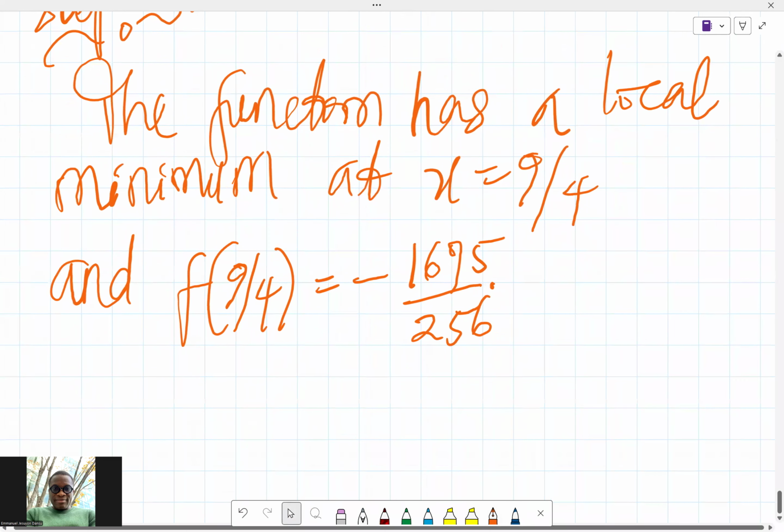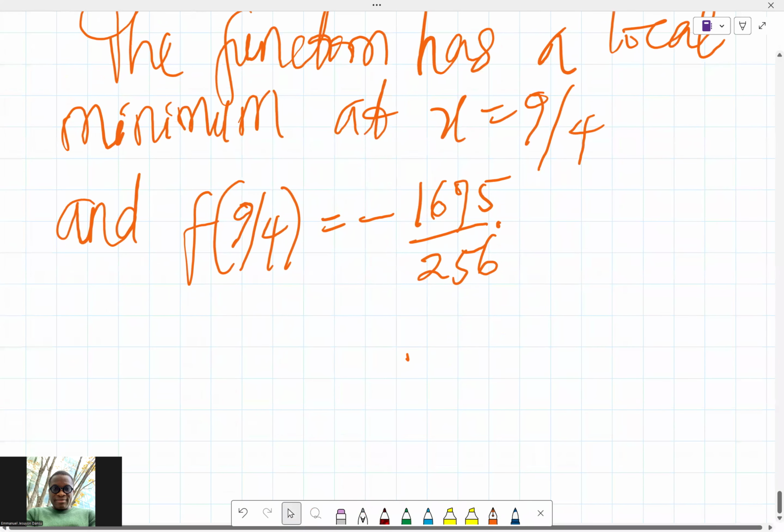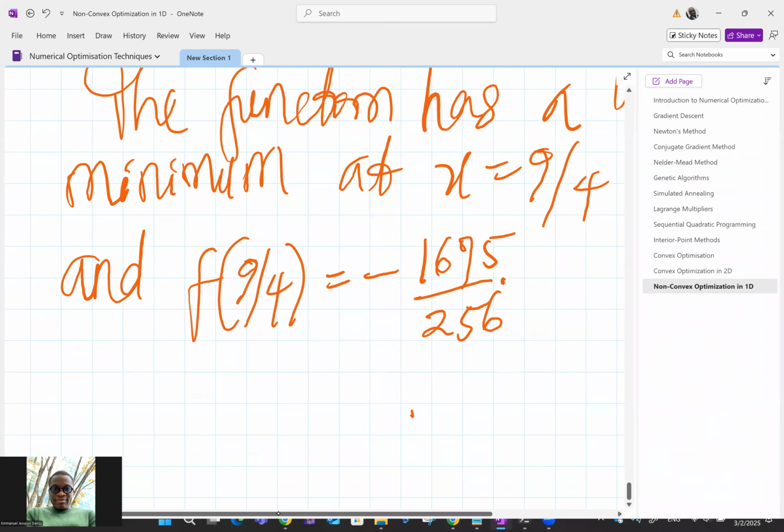So the function has a local minimum at x equals 9 over 4, and f of 9 over 4 is the objective function evaluated at that point. You can confirm this by plotting the function to see that there are other local minima and maxima in the solution space, just like we saw before. Non-convex optimization problems often require starting from different points to ensure the global minimum is found. Okay, before we round this off, let's see the Python code for this to drive home the point again.